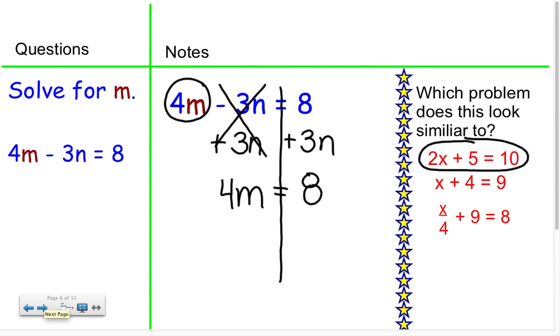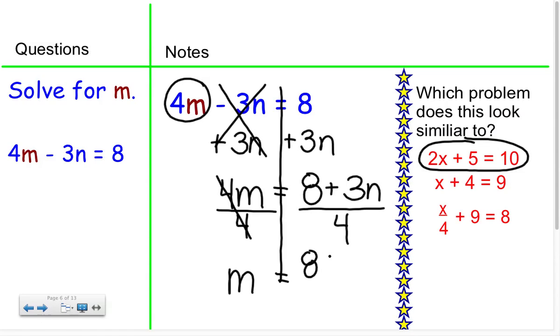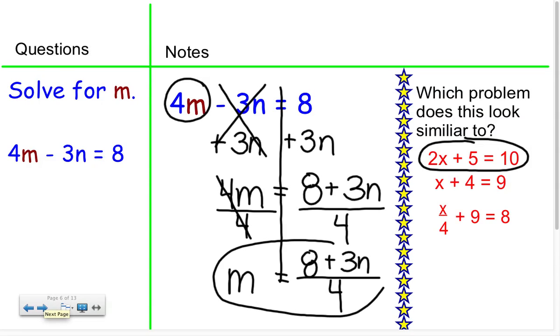Leave it as 8 plus 3n. Do not add them. They're not like terms. They both have to have an n next to them to be combined. Break up your couple by dividing by 4. And you're left with m equals 8 plus 3n over 4. Again, you don't need to simplify it at all. Just leave that how it is.